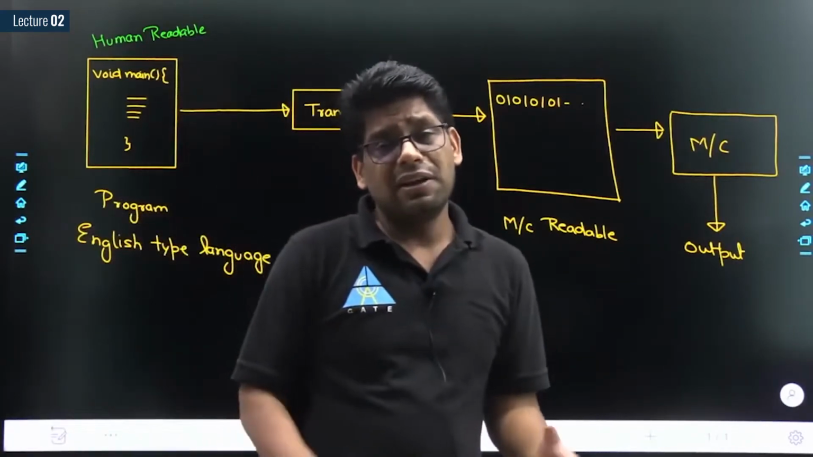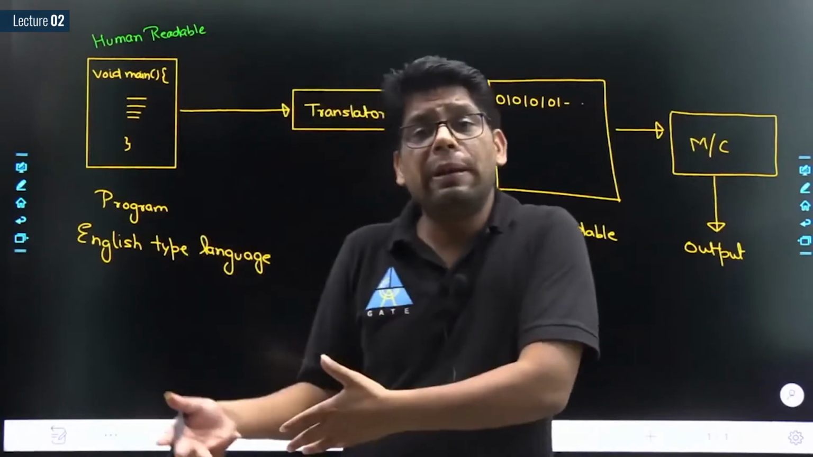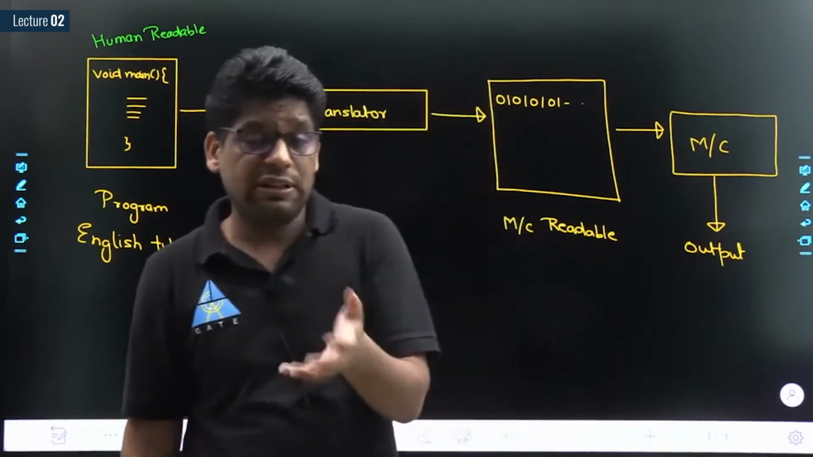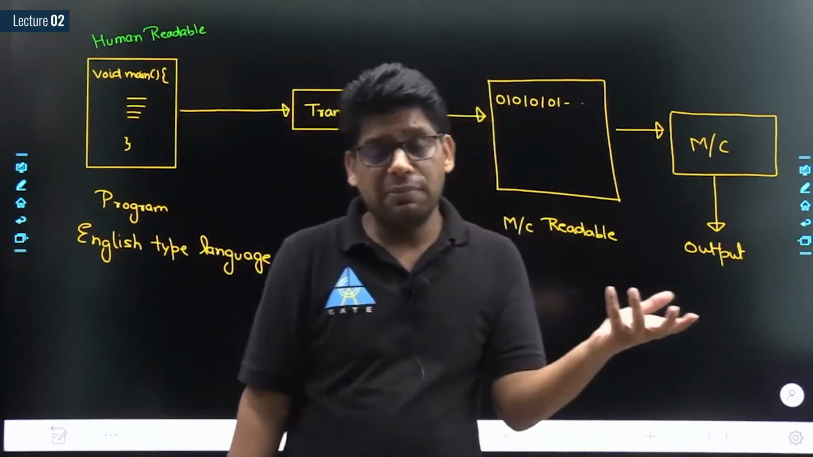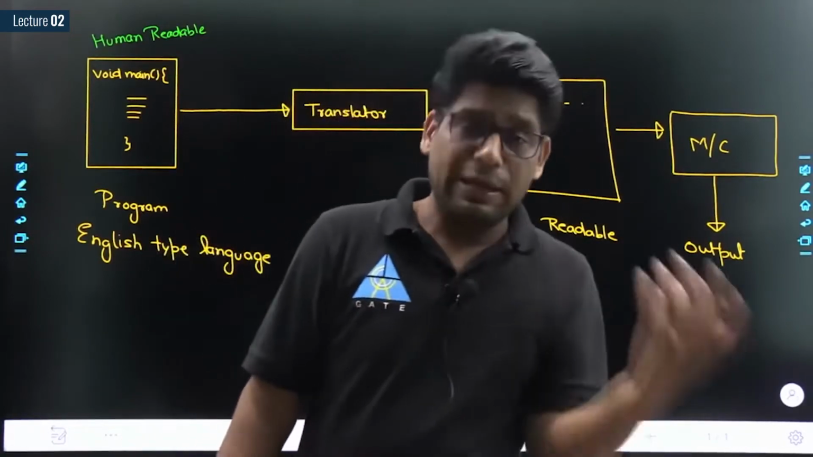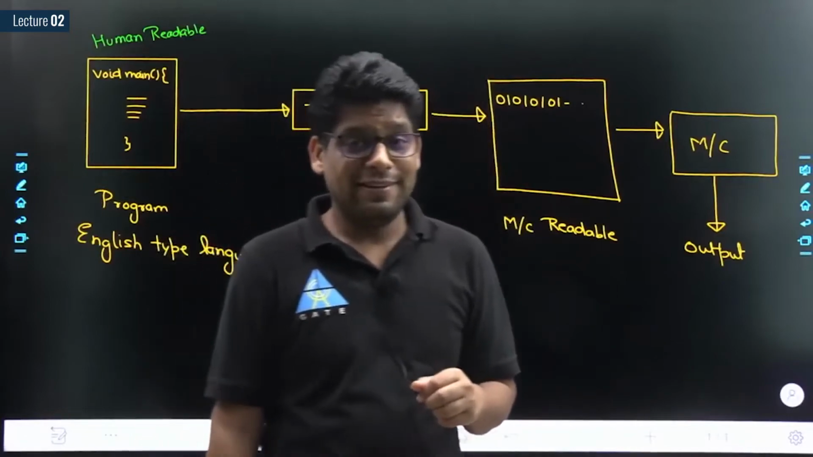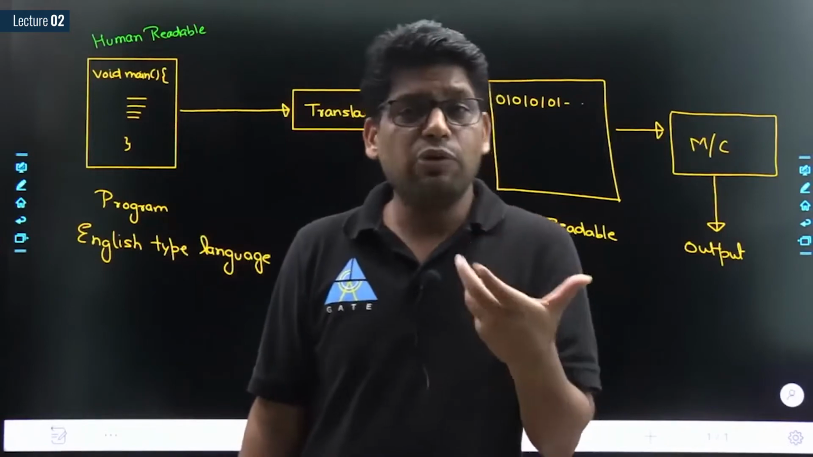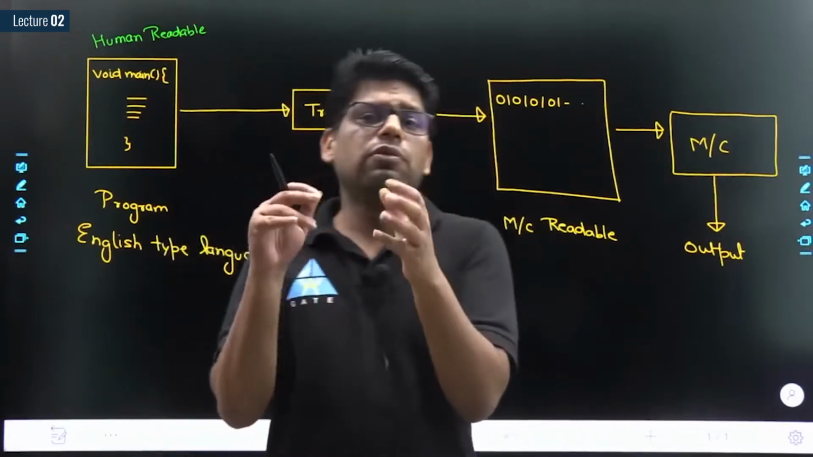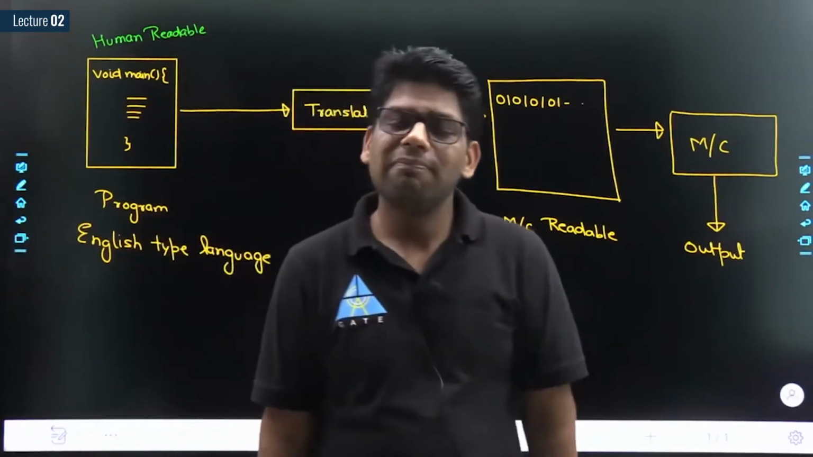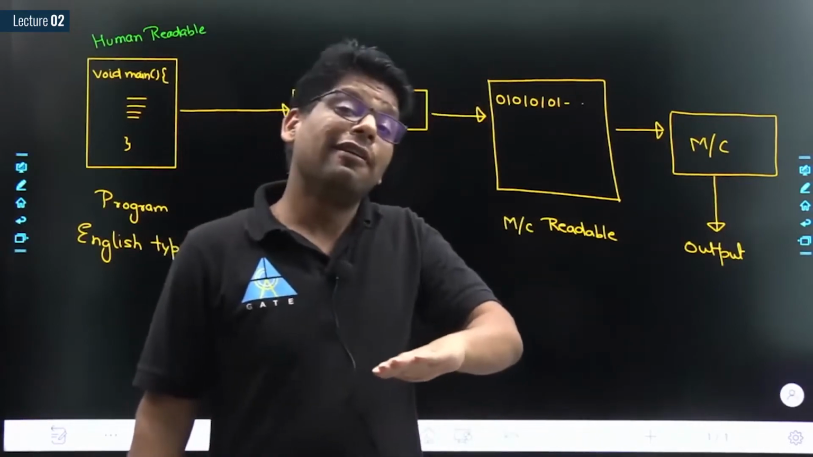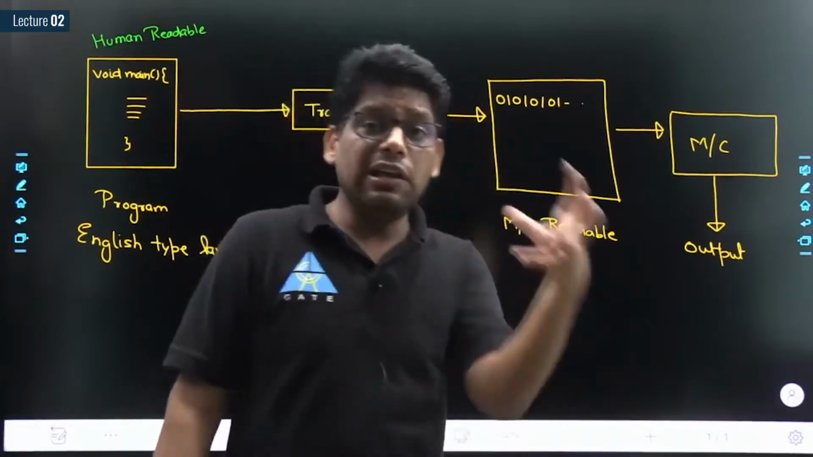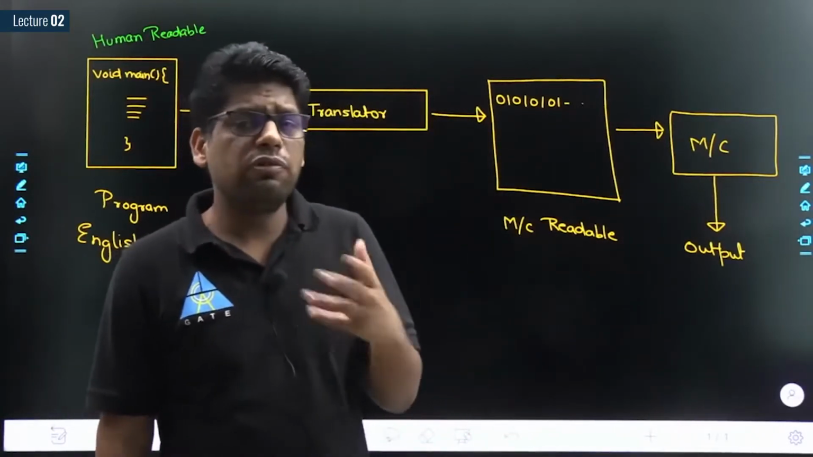Why? Sir, we human beings are not good with numbers. We are good with words. If I talk about an IP address, do you know the IP address of Google? No, sir. But we are good with words like www.google.com. Oh, we are good with numbers? No, sir. We are good with words. We are good with English type language. We are not good with numbers.